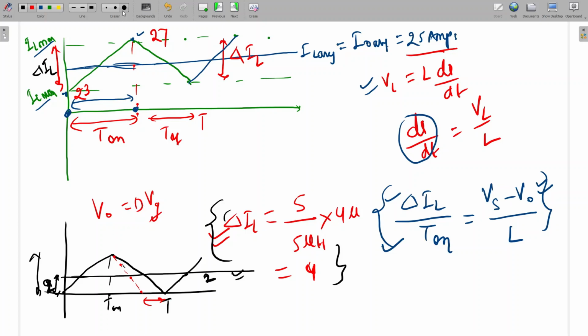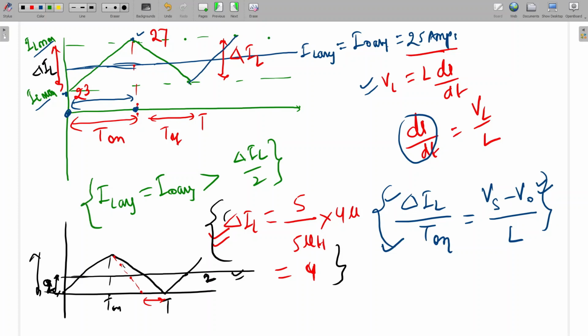So how are we checking continuous or discontinuous? First we calculate the ripple current, and then ripple current divided by 2. So IL average, what is IL average? It is equal to I naught average. If this value is greater than delta IL by 2, we can say that the converter is working in continuous conduction mode. If it is just equal, then we realize this condition, and we can say that this is the boundary of continuous and discontinuous. Is it clear?